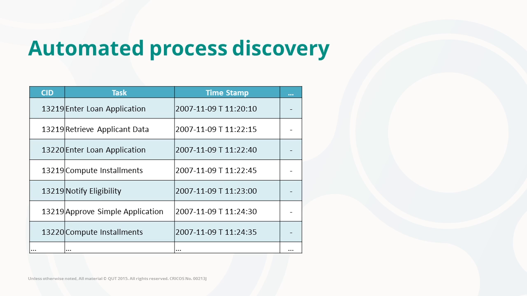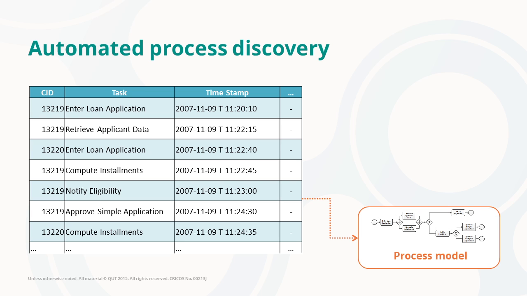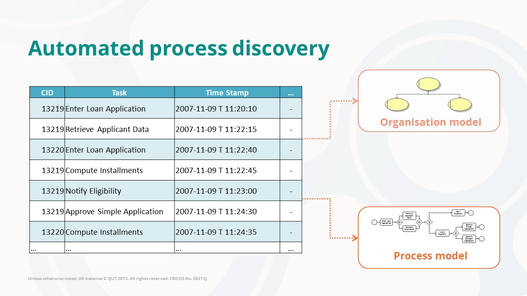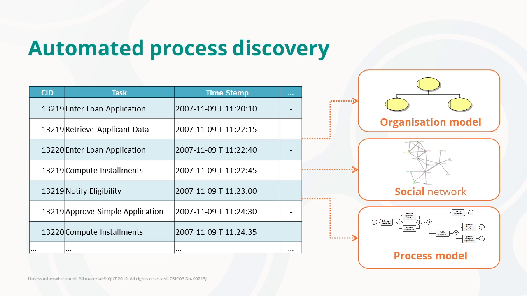So given an event log, process mining methods provide mechanisms to discover a process model, for example a BPMN model, but also other types of models like an organizational chart related to the resources that are assigned to a given process, or the social network that focuses on the handover of work between different resources participating in a given process.